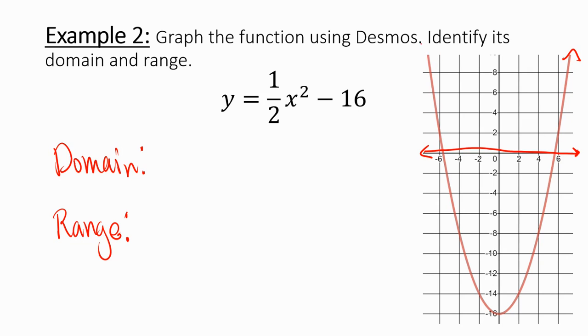Same thing with going in this direction. This is not going straight up. It's kind of at a diagonal. So yes, there's going to be more stuff going on over here. So there's no limit here. We could go all the way to the left or all the way to the right. So our domain, again, is all real numbers.